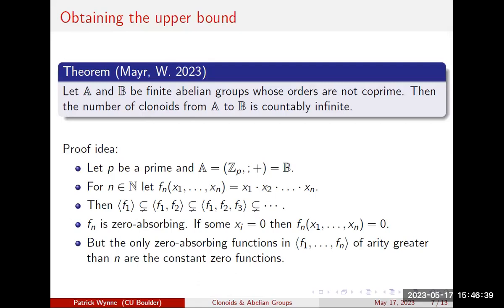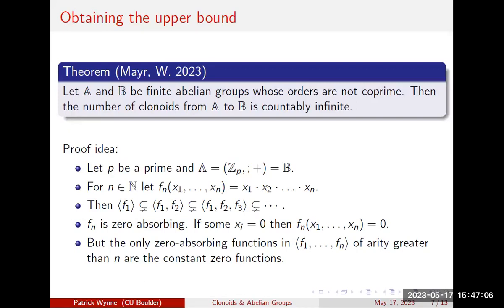And of course, that would not include, say, F3. So that shows that this is actually a strictly increasing sequence of clonoids, and so then we have countably many clonoids between A and B. And we can generalize this same idea to show that whenever A and B are finite abelian groups, or actually finite modules with a common prime divisor, then there's countably infinitely many clonoids between them.